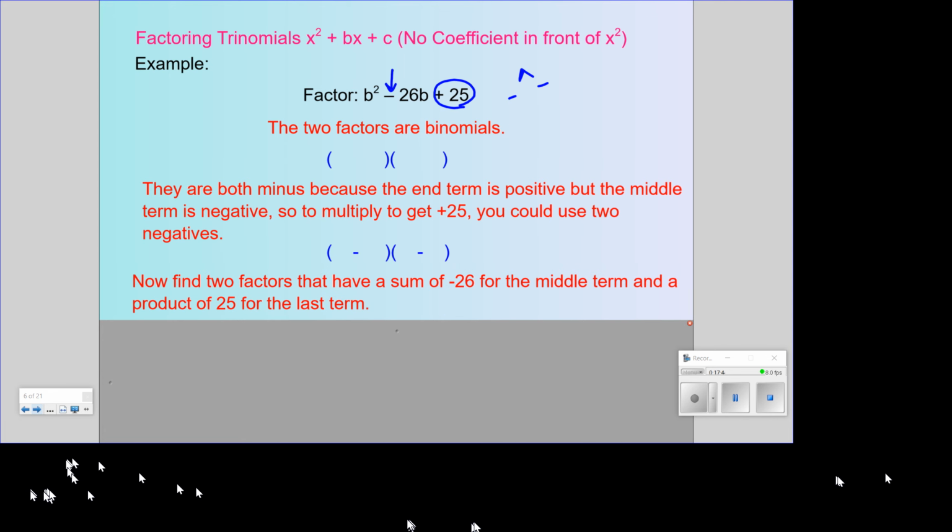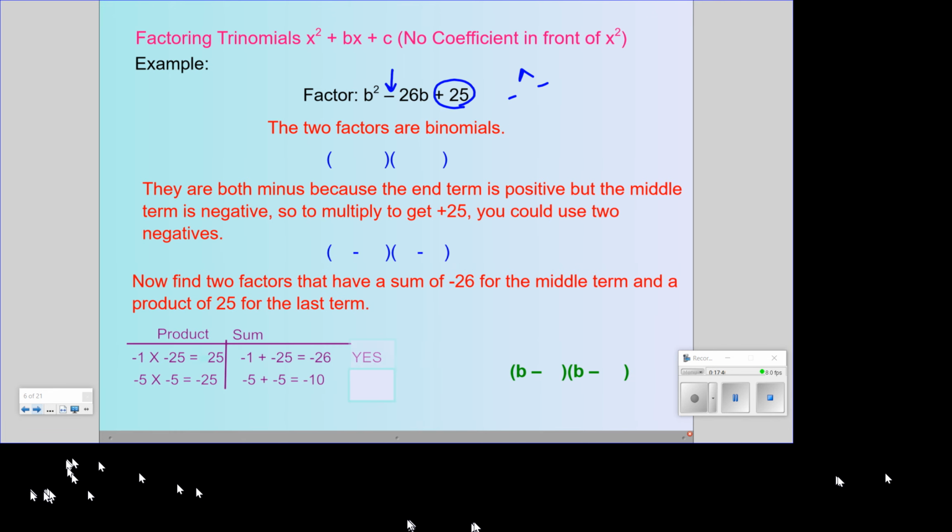Okay, so the factors of 25 that would add up to be negative 26 and have the correct signs would be negative 1 and negative 25. And the square root of b squared is b. So we should have b minus 1 times b minus 25 as our binomials.